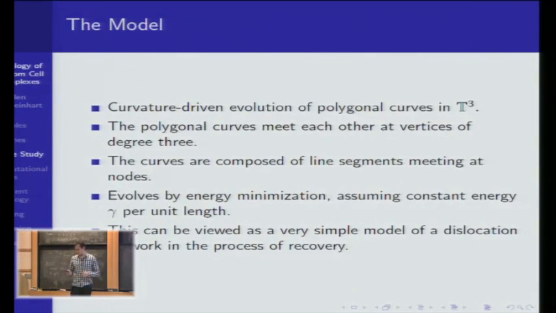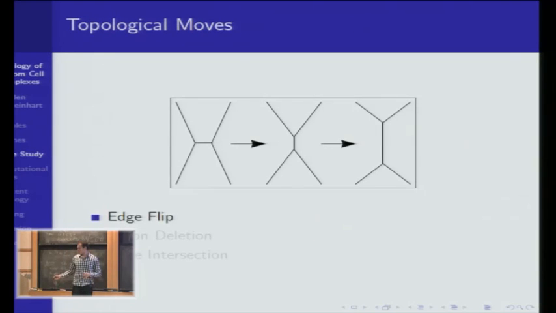So first, to finish the description of the model, I have to explain the topological moves that occur. You can have an edge shrinking to a point, in which case we flip the edge. And since we're in 3 dimensions, there isn't a unique way to do that. So we just make a smart choice that has to do with the angles on either side of the edge that's shrinking to a point.